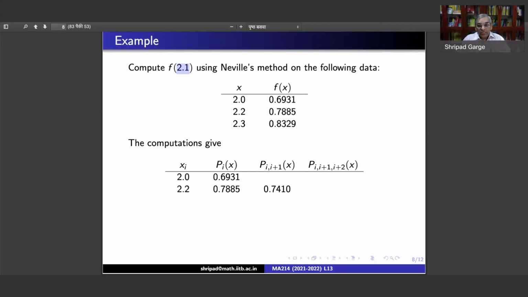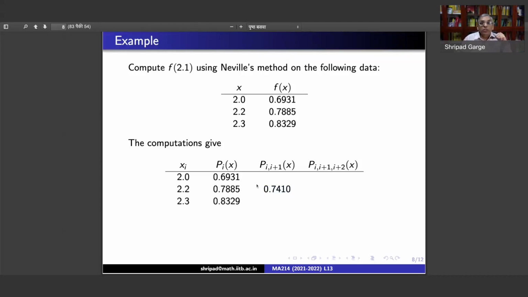So for instance, p0,1 of x has p0 of x, p1 of x, and then there is an x minus x0, x minus x1. Wherever you have x, you plug in the value 2.1. That gives you p01 of 2.1. So this is the value of the polynomial of degree less than or equal to 1, which interpolates our given function on 2 and 2.2. Its value on 2.1 is this. We just used Neville's formula, that's all. We did not do anything extraordinary.